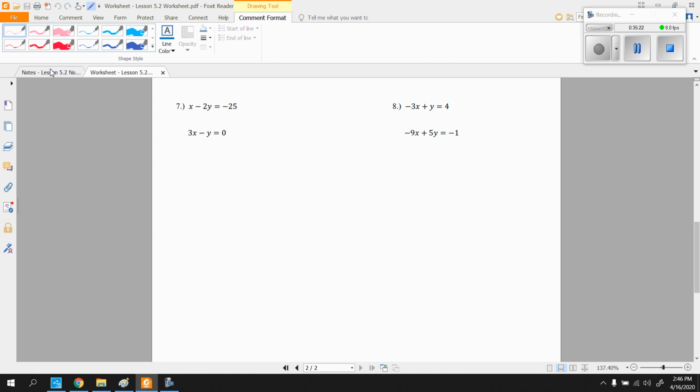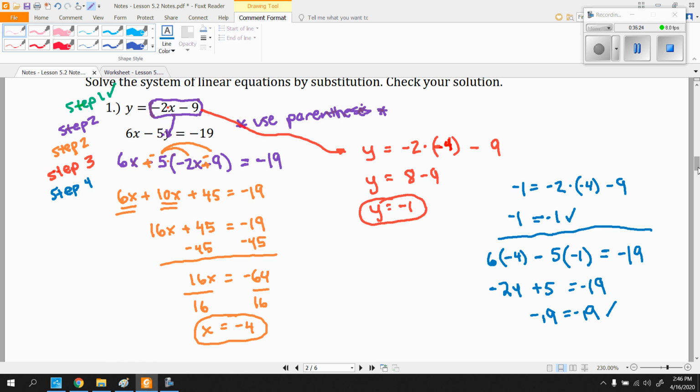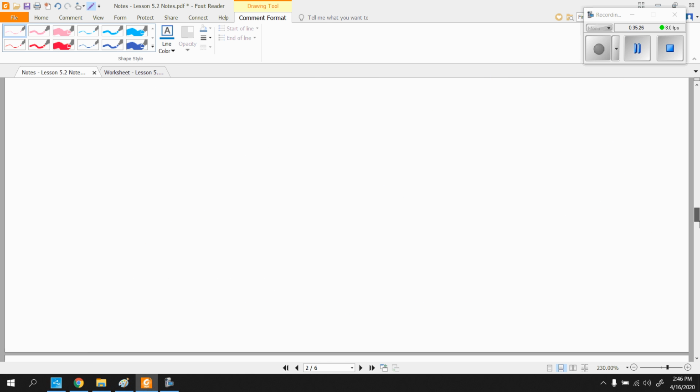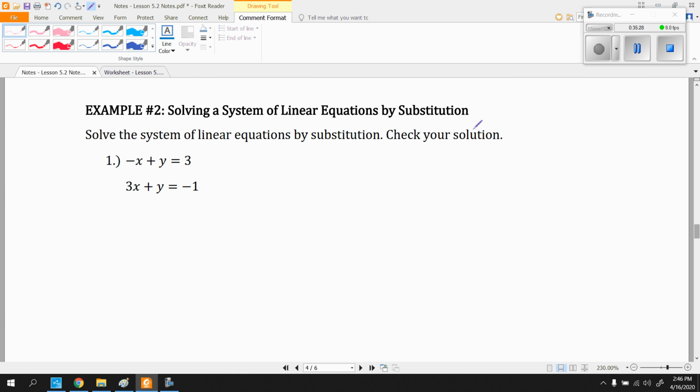All right, let's do one. Step 1, well, let's get to our problem here. Step 1, isolate a variable. Pick a variable and get it by itself. Remember, we have choice here. We have 4 choices for a variable. It doesn't always have to be x.